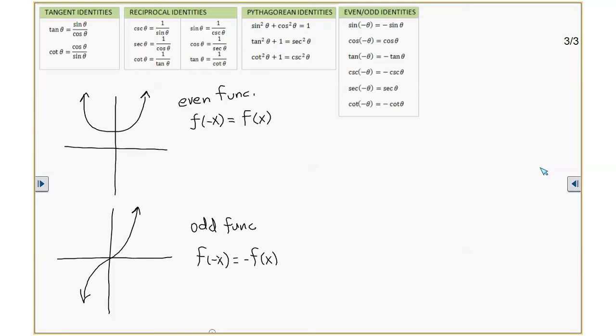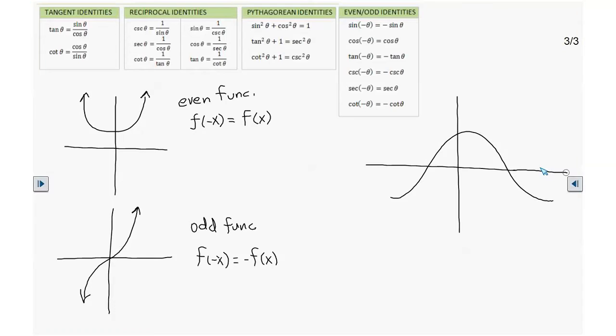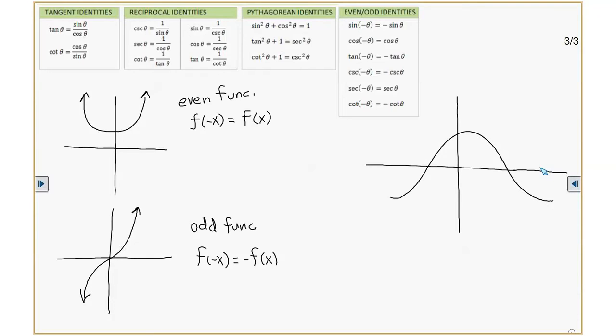So take your calculators out. And I want you to graph the sine and the cosine function. Graph them separately, okay? Graph the cosine function first. And when you graph the cosine function, it's going to look something like that, right? Well, that doesn't look too good.